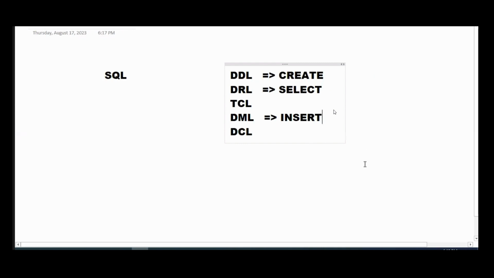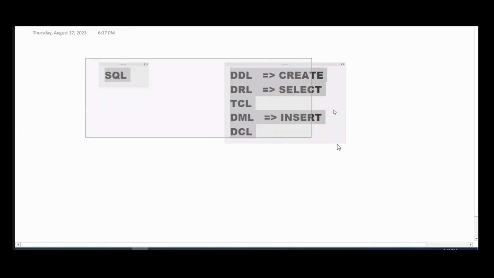So in today's session, we discuss TCL commands like commit, rollback, and savepoint. These commands I cover in today's session. Listen. So, TCL commands.